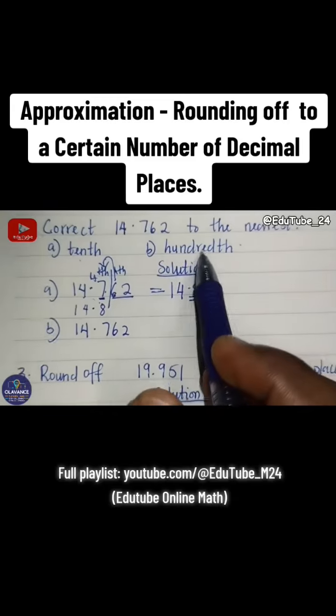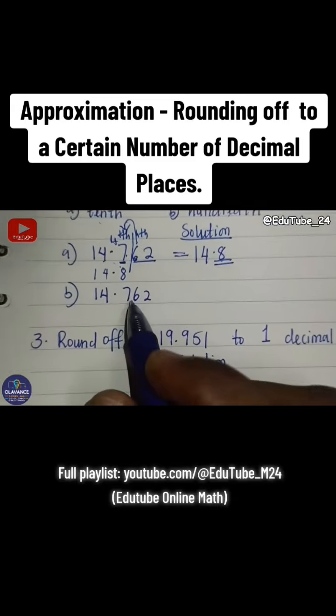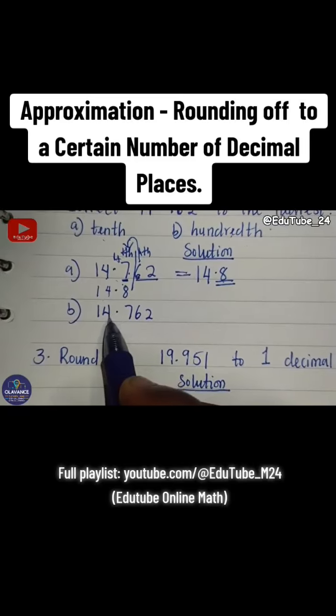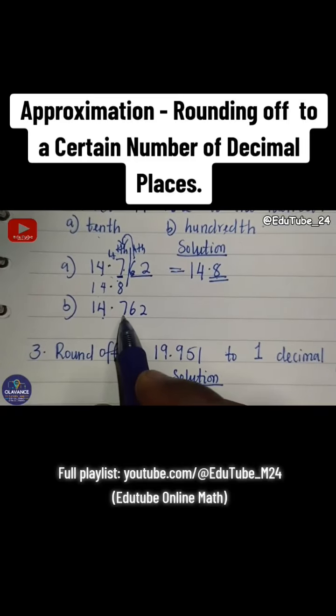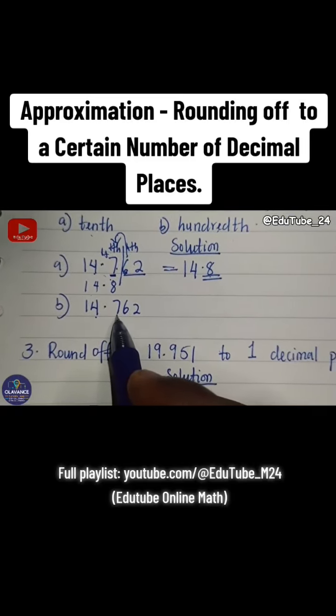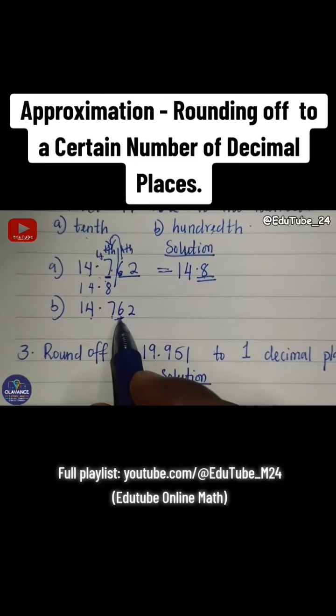Then the next one, 14.762, again to the nearest hundredth. So I'm going to identify my hundredth place value. Before the point, I have unit. After the point, I have tenth. And then after tenth, I have hundredth. So this is my hundredth.